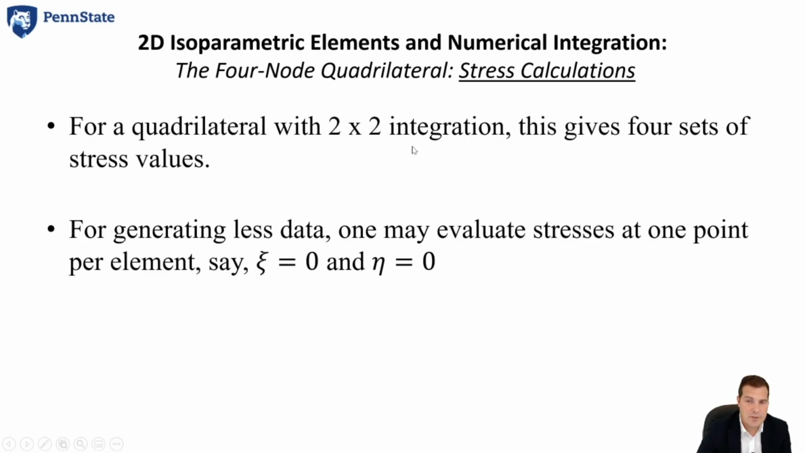For the quadrilateral, this gives us, of course, 4 stress values. And then a lot of times, to generate less data, especially for plotting, we evaluate the stresses at one point. And typically it's at the centroid, or the psi and eta equals 0 values.